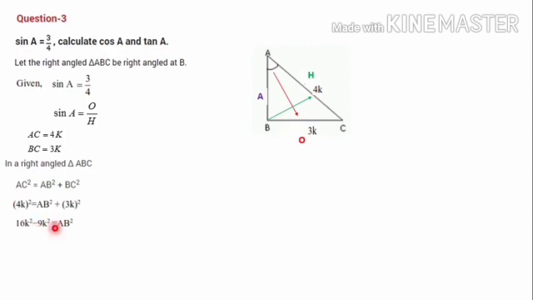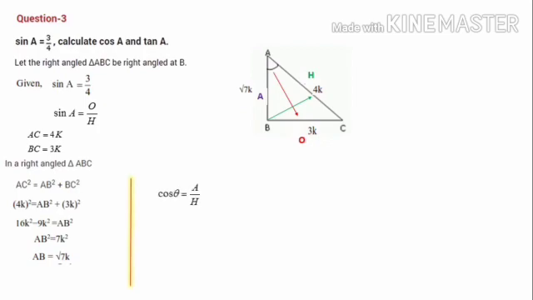It is written here, that is equal to, on the right side there is only AB square. Then 16k square minus 9k square is 7k square. So AB square is equal to 7k square and AB is equal to root 7k. So we have to label it on the diagram. AB is root 7k. We have all three lengths available, so it is possible to calculate any trigonometric ratio.